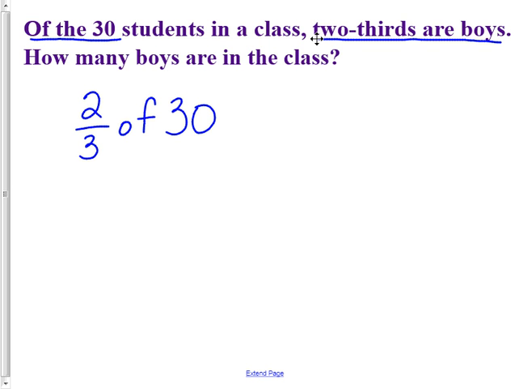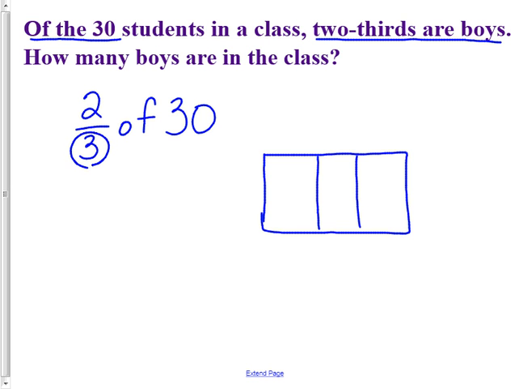And if we think about that, what we're really wanting to do is take the whole group of 30 and split it into 3 parts. The reason we're doing 3 parts is because we're wanting thirds. If you split 30 into 3 parts, 30 divided by 3 is 10. Each part has to be 10. So in this model, the 10 represents 10 students. So we've taken the 30 students and split it into thirds, each third being 10 students.